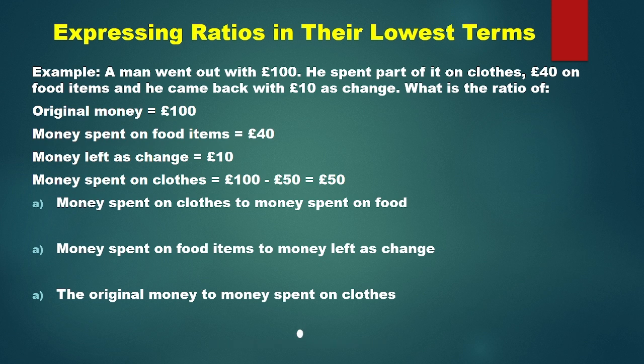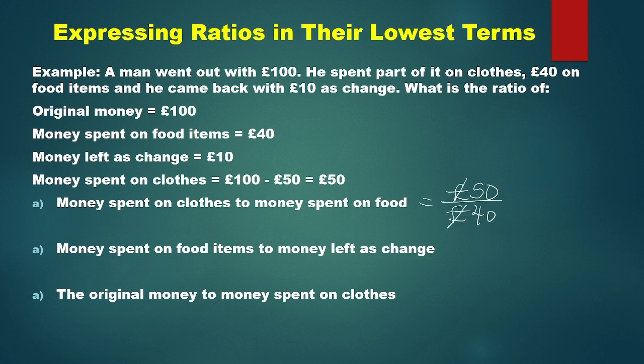Firstly, it says money spent on clothes to money spent on food. Because clothes was mentioned first, I would say £50 over the money spent on food items, which is £40. Now, just like we know how to take fractions to their lowest term, we are going to take this to the lowest term as well.